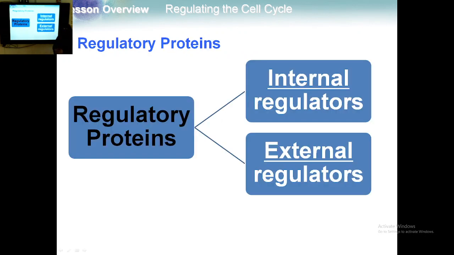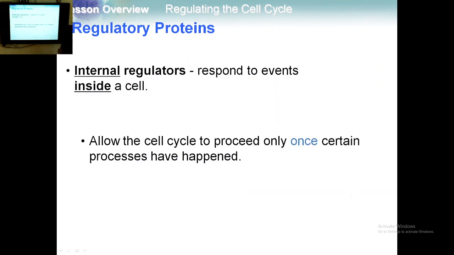Other regulatory proteins: we have two types of regulatory proteins. The first is internal regulators, and the second is external regulators. We will start with internal regulators, which respond to events inside the cell. There is an event inside the cell, and these internal regulators will respond to these events. They allow the cell cycle to proceed only once certain processes have happened. A specific process will happen, then the internal regulator will be activated.